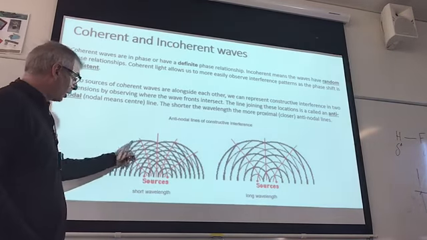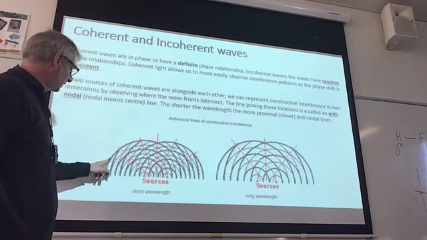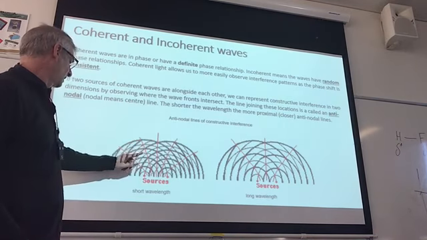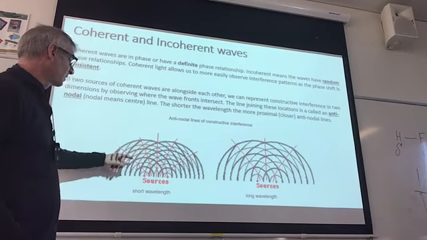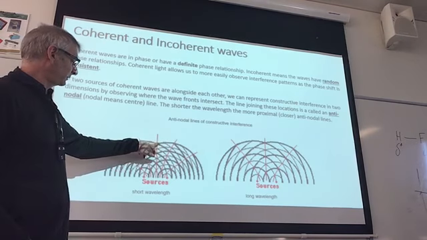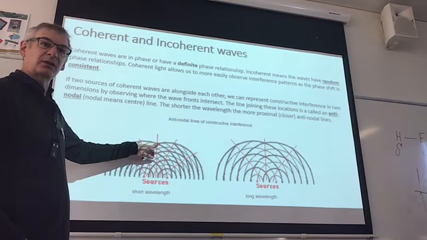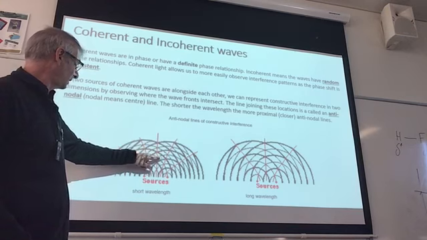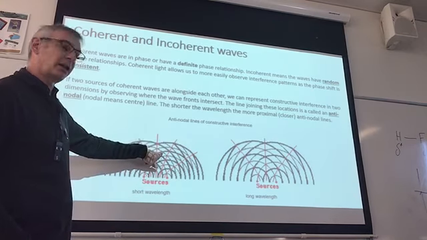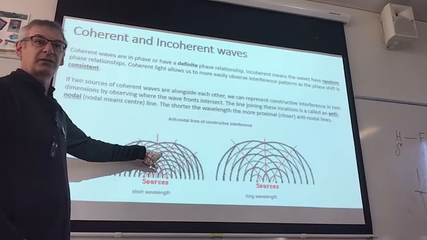So you can see in this case here that we've got two sources, each producing semicircular waves. The thick line is the peak and the thin line is the trough. So where you get two peaks overlapping, you get constructive interference. Where you get a peak and a trough overlapping, like here, you get destructive interference.